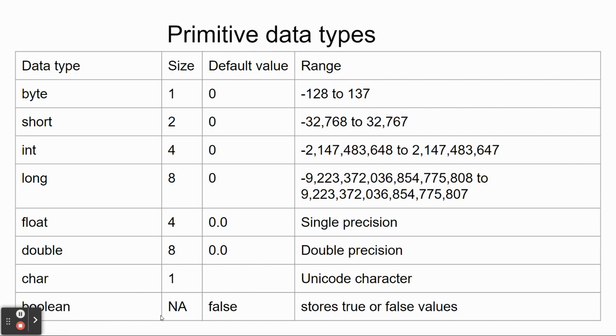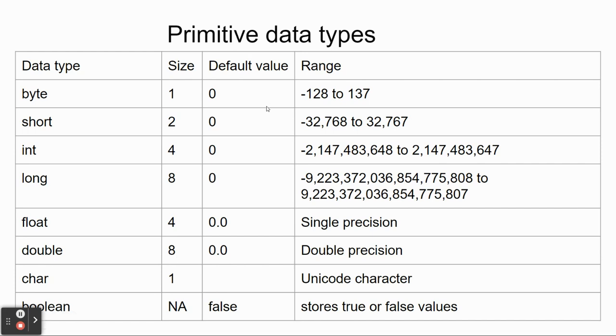Okay, now we are clear that each and every data type will have its own size. If I'm declaring something as an integer, that means it will take 4 bytes. If I'm declaring something as a double, it will take 8 bytes.